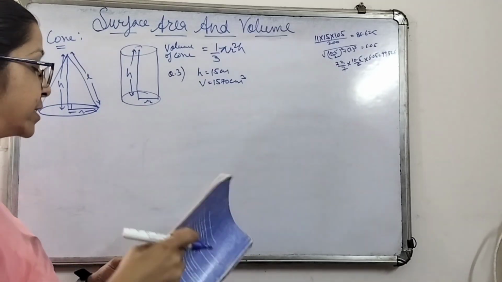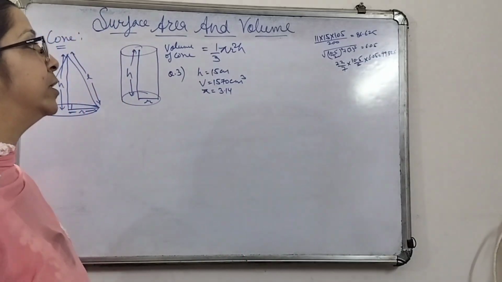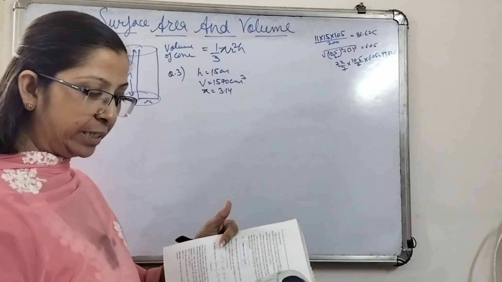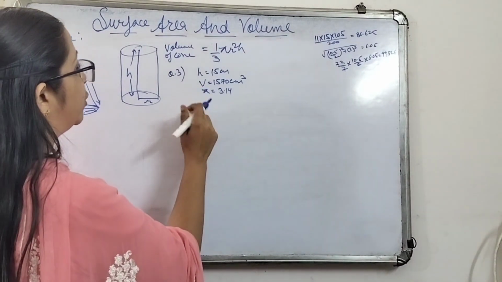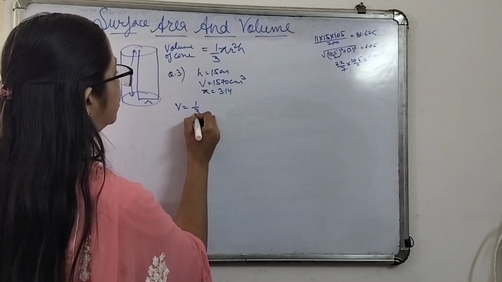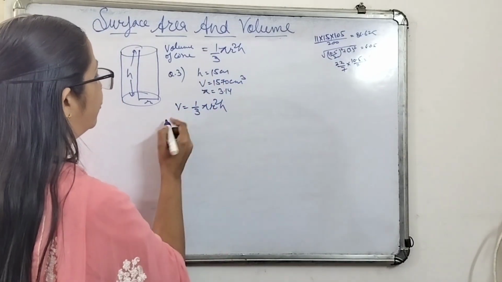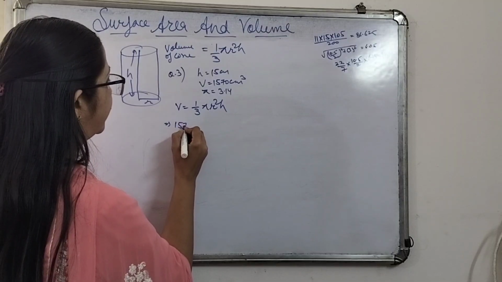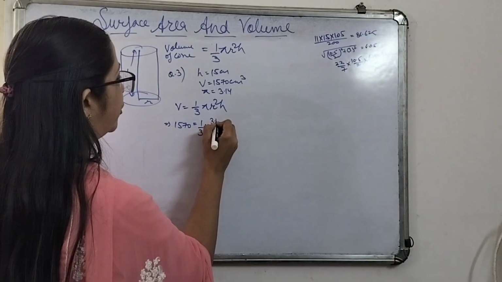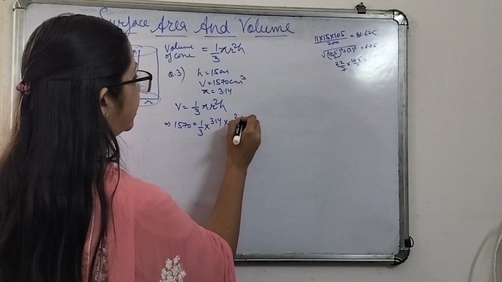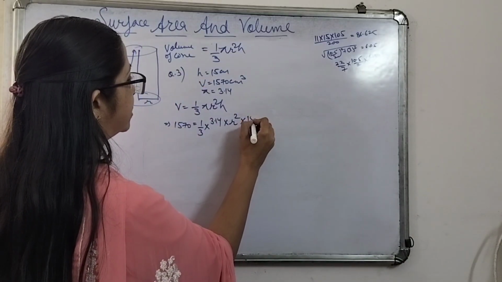We have to take pi as 3.14. It is mentioned that the value of pi we have to take as 3.14. We have to find the radius of the base, that means we have to find the value of r. We know that the volume of a cone is given by 1/3 pi r square h. Just keep the values over here. Value of v is given to us as 1570. It is equivalent to 1/3, pi we have to take as 3.14, r square we keep as it is since we have to find r, and the value of h is given to us as 15.